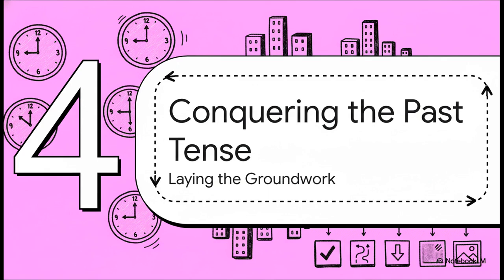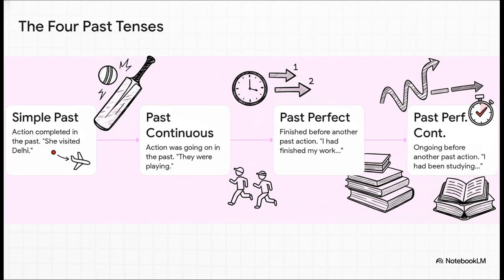Let's move down and lay the groundwork with the past tense. And you're going to see the exact same 4 aspects we just used, but this time they're describing actions that are completely finished. So let's run through these. Simple past is easy. It's for any action that's done. She visited Delhi. Over. Past continuous describes what was happening when something else interrupted. It sets the scene. They were playing.